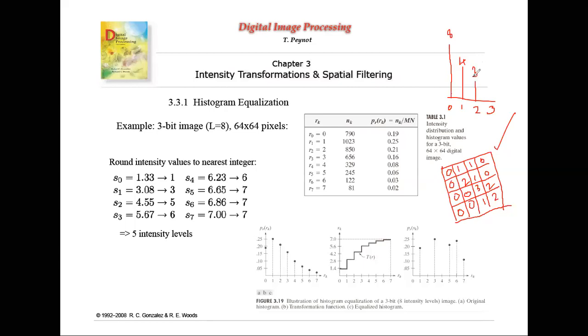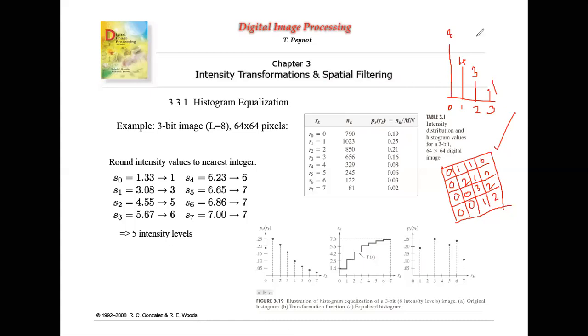Then at 3, what will be there at 3? Somebody? Vinod, at 3? Am I audible, everyone? Yeah. At 3 it is 1. Very good. At 3 it is 1.